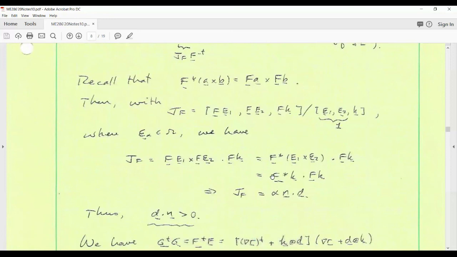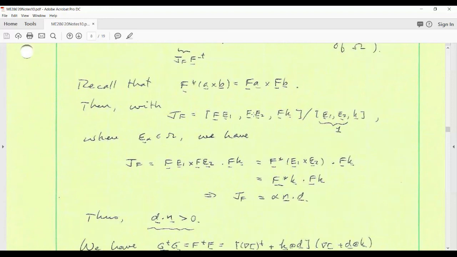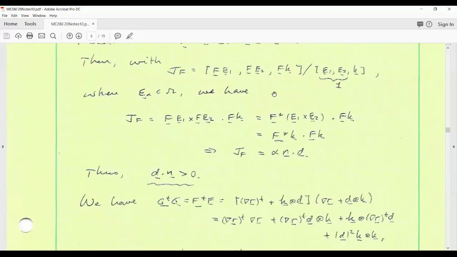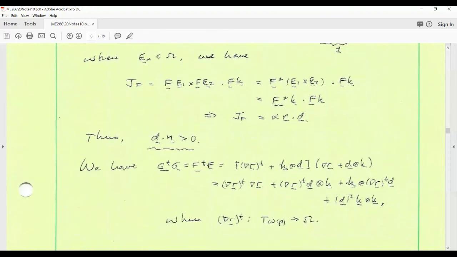And that's kind of handy because F star K, according to the Piola-Nanson formula, is this areal stretch alpha times the normal to the deformed midplane. So the determinant of F is alpha, which is the norm of F star K and hence positive, dotted with FK, which is D. So we want the determinant of F to be positive, so that means N dot D has to be positive. In other words, D dot N must be positive, and we'll make essential use of that fact momentarily.